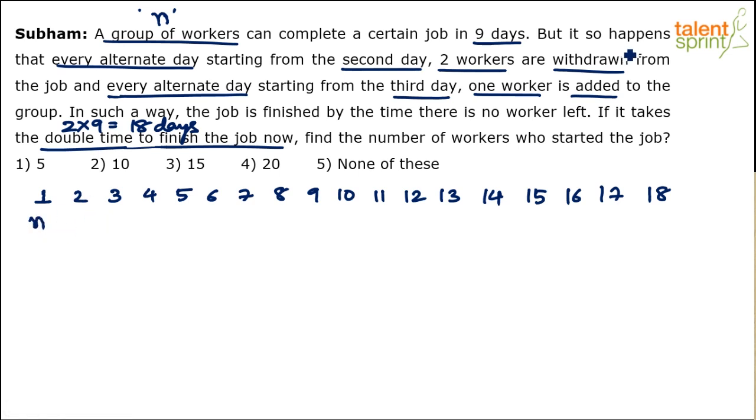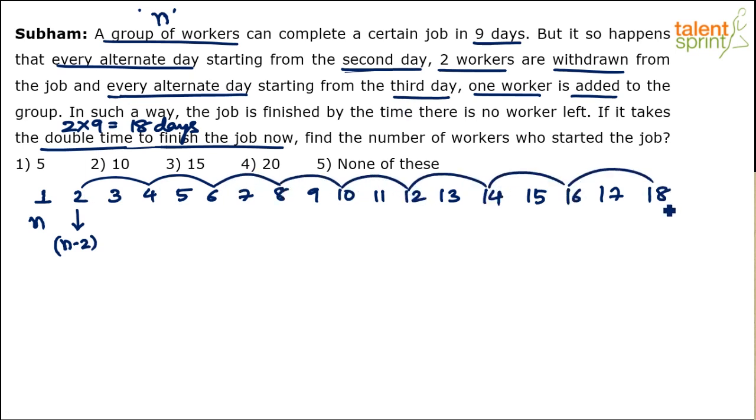What happens? Every alternate day starting from second day, 2 workers are withdrawn. So basically, on second day, there will be n minus 2 workers. Only n minus 2 workers will work. But every alternate day starting from the third day onwards, every alternate day, so every alternate day from second day means what? Second, fourth, sixth, 8th, 10th, 12th, and so on.